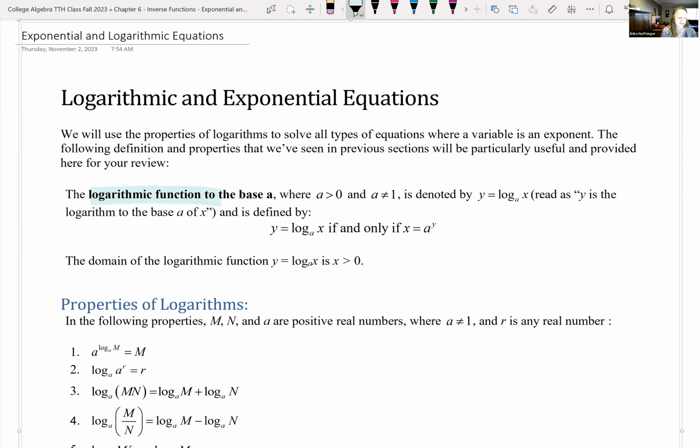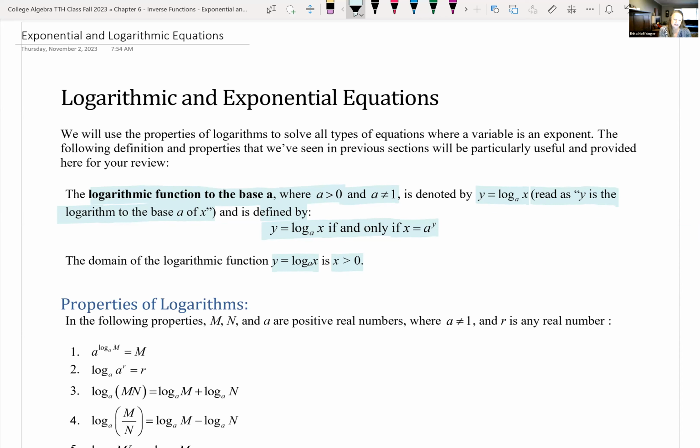The logarithmic function, to have base a, your base has to be bigger than 0, and your base cannot equal 1. Then y equals log base a of x, which just reads y is the logarithm to the base a of x, is defined by, so y equals log base a of x. This is if and only if x is equal to a raised to the y power. So recall, when we're looking at logarithms, we need to make sure that the argument that we're taking the logarithm of is bigger than 0.